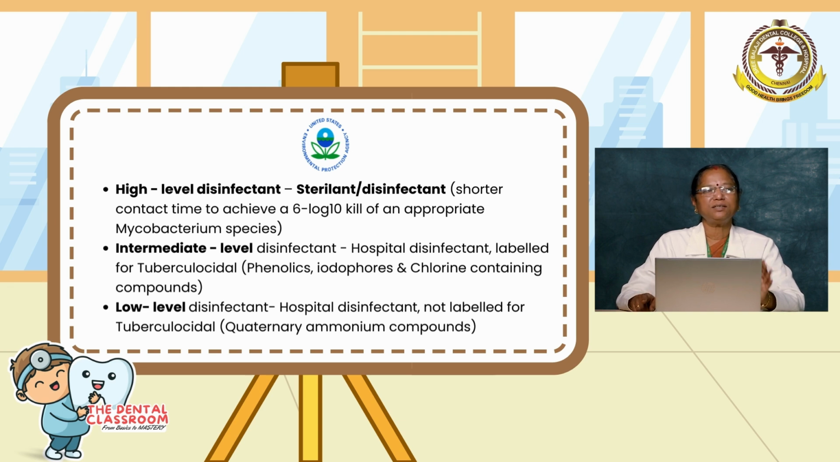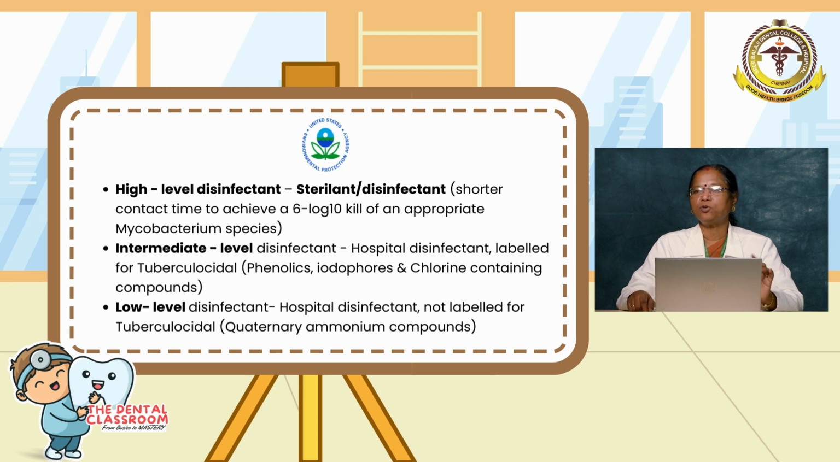Whereas intermediate level disinfectants are labeled as hospital disinfectant, and also they are labeled for tuberculocidal activity. Examples: formalin will come under high level, while under intermediate level disinfectants, phenols, iodophores, chlorine containing compounds, the hypochlorites and all, will come under intermediate level disinfectants.